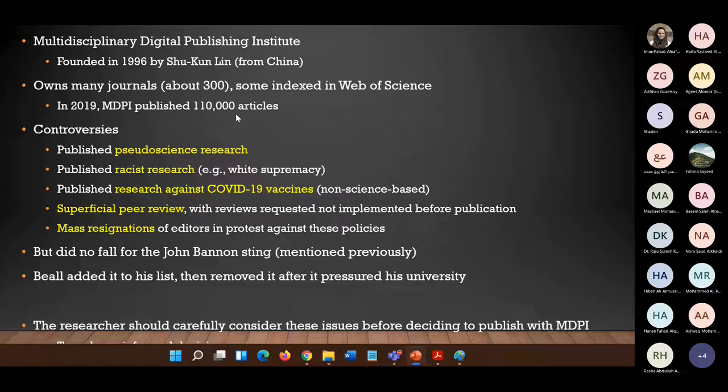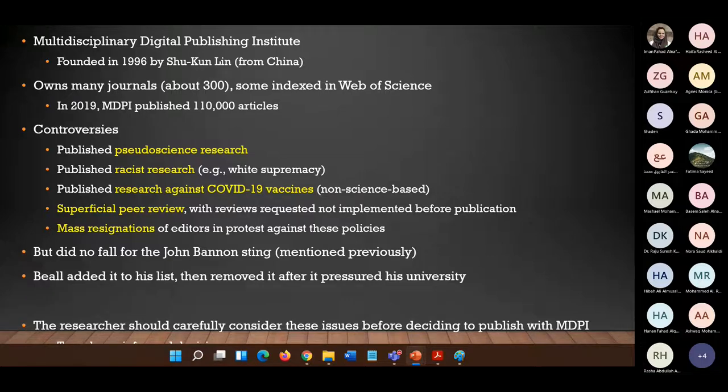So what are the controversies surrounding MDPI? Critics of MDPI say that its journals have published pseudoscience research, some of them racist research, some of them anti-COVID vaccines research, which is not science-based. Superficial peer review, as we saw previously, led to mass resignations of editors in MDPI journals in protest. But on the other hand, it did not fall for the John Bohannon sting, which we mentioned previously. And Jeffrey Beall added it first and then removed it.